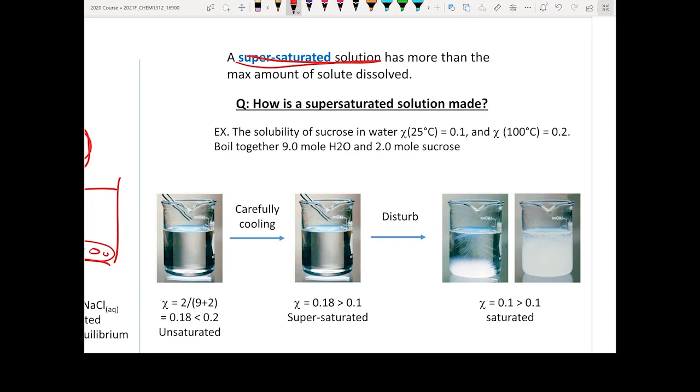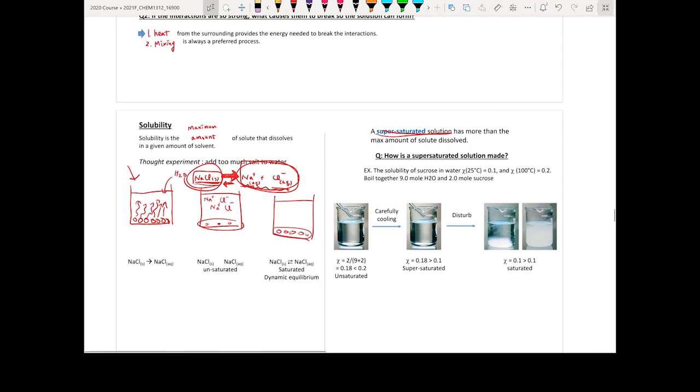Under this situation, if you pour out all the liquid and measure the concentration of the salt, you go back to 40 grams per liter, back to the normal situation. That is the very typical way people prepare a supersaturated solution. It is a quasi-equilibrium state. It's a very interesting phenomenon. If you don't know this well enough, go back home and try it yourself.